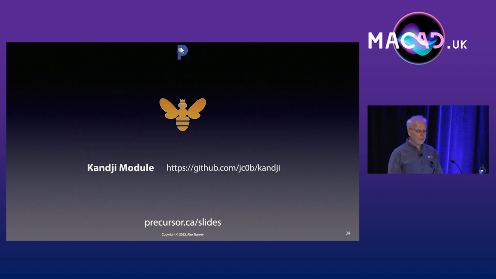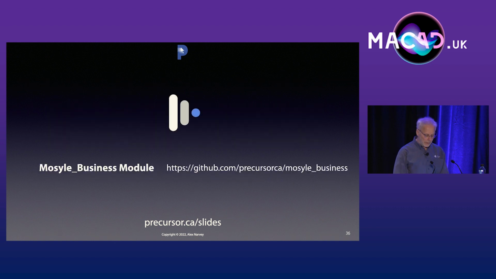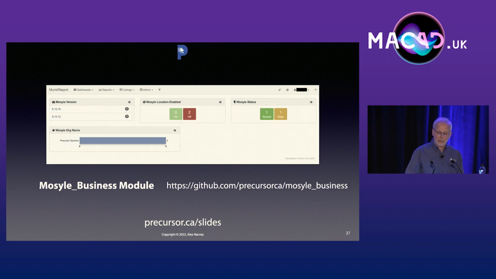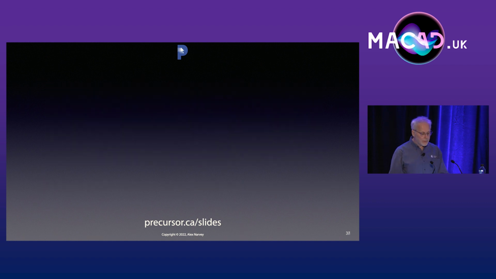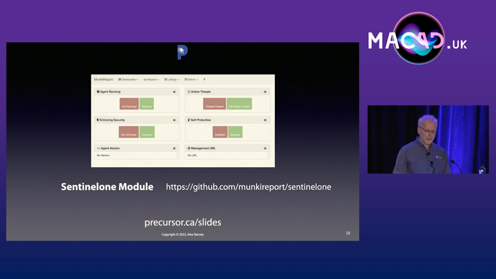Jamf isn't the only third party that has some support. The Kandji module shows the Kandji binary, the last check-in, and passport usage stats. And there's also a Mosyle Business module. It shows the Mosyle self-service app version, whether location is enabled, sync status, and the organization name. There's a SentinelOne module. It shows agent running, active threats, enforcing security and protection, agent version, and management URL.